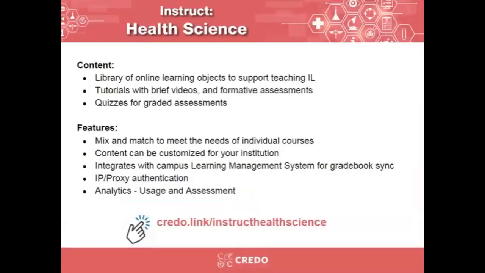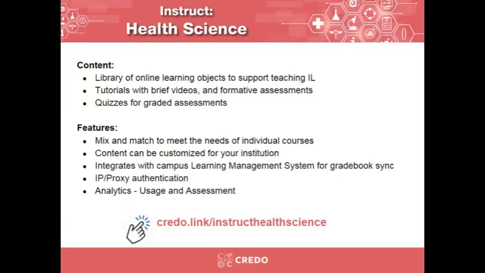And one additional resource for helping you with information literacy concepts in the health sciences is Credo's newest product, Instruct Health Science. Annie and Jonna were both our subject matter experts for creating this product. You may know Credo for our information literacy and critical thinking Instruct products, formerly known as the InfoLit modules, which are geared at undergraduate general education, discipline agnostic, as we would say. But this is our first foray into a specific discipline with an aim to support information literacy instruction.